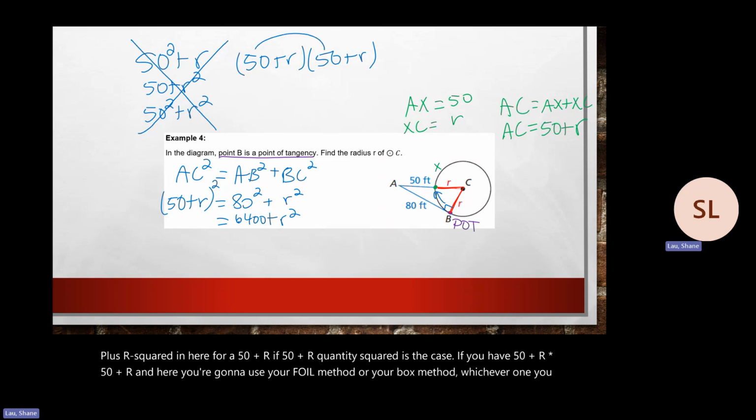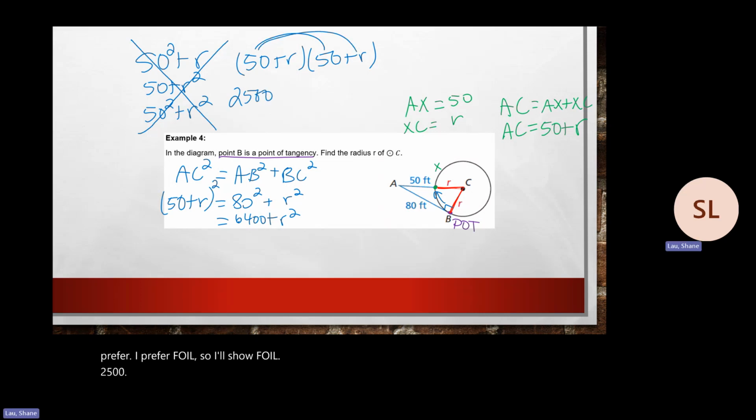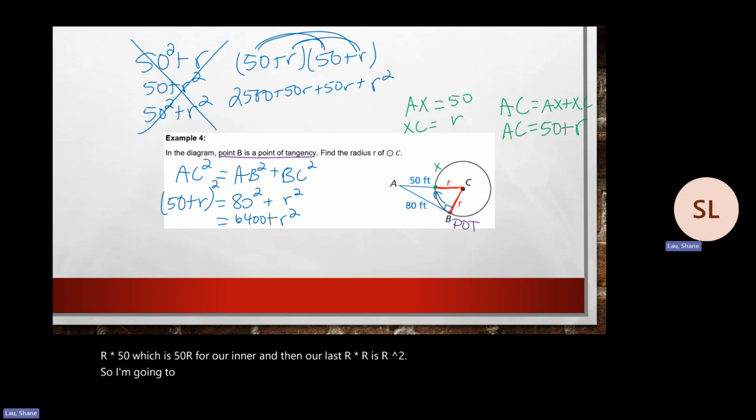I prefer FOIL, so I'll show FOIL. 2,500 for our first, 50r for our outer, r times 50, which is 50r for our inner, and then our last r times r is r squared. So I'm going to combine everything in there before I put it in. I get 2,500 plus 100r plus r squared equal to 6,400 plus r squared.